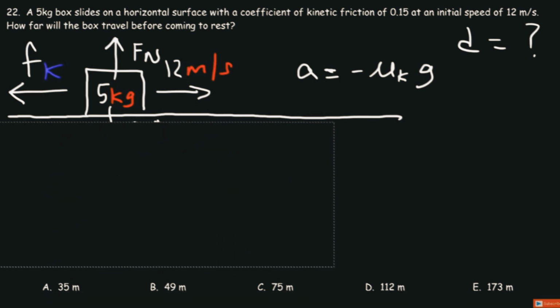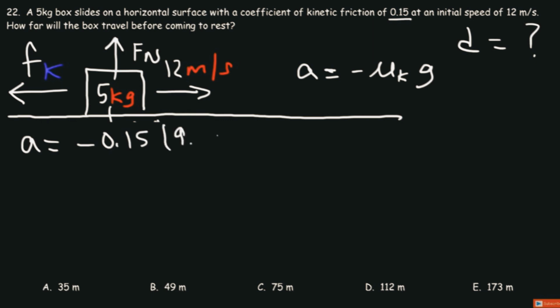So the acceleration is going to be negative. Mu k is 0.15 multiplied by the gravitational acceleration of 9.8 meters per second squared. So the acceleration is negative 1.47 meters per second squared. So now we can use kinematics to calculate the displacement.